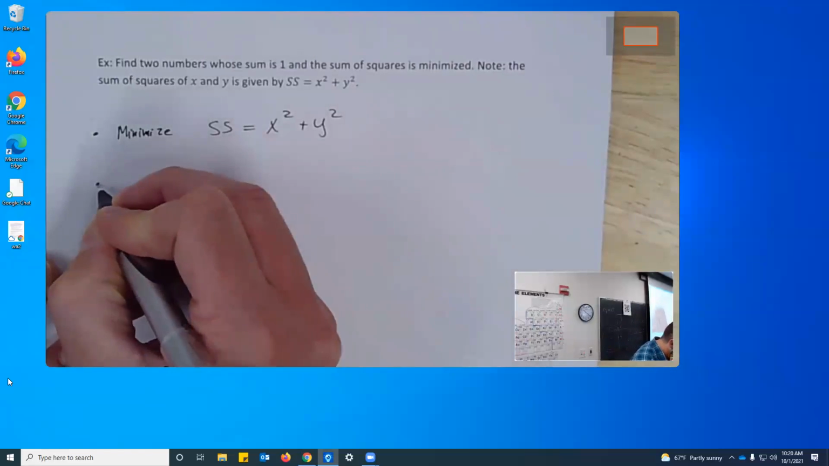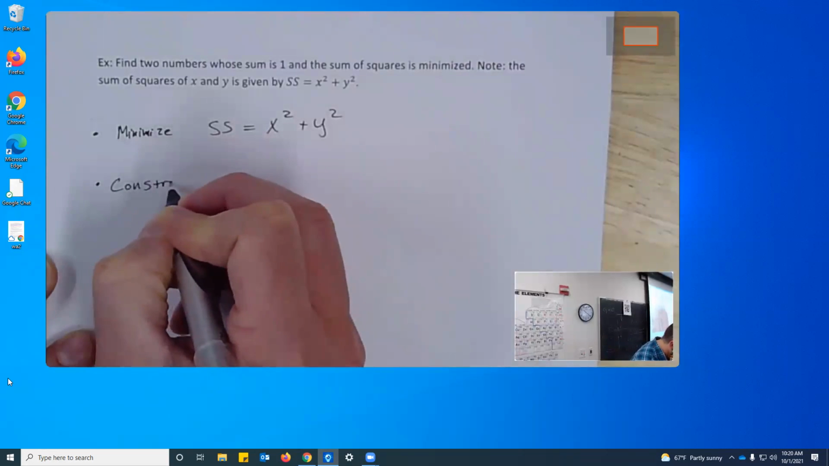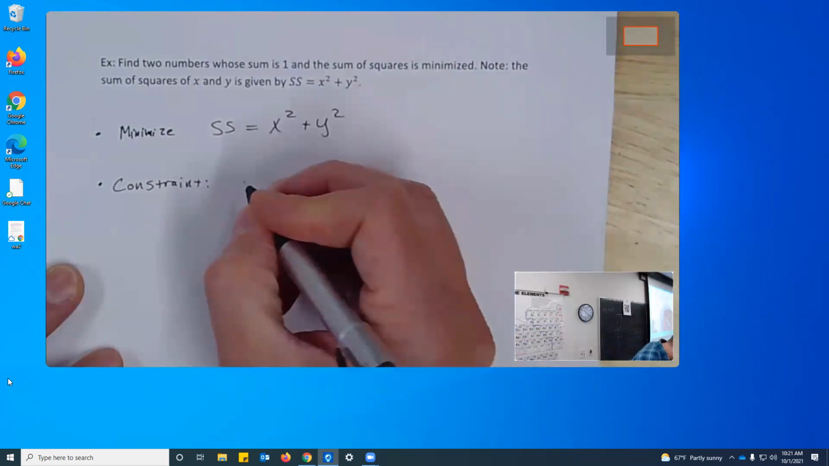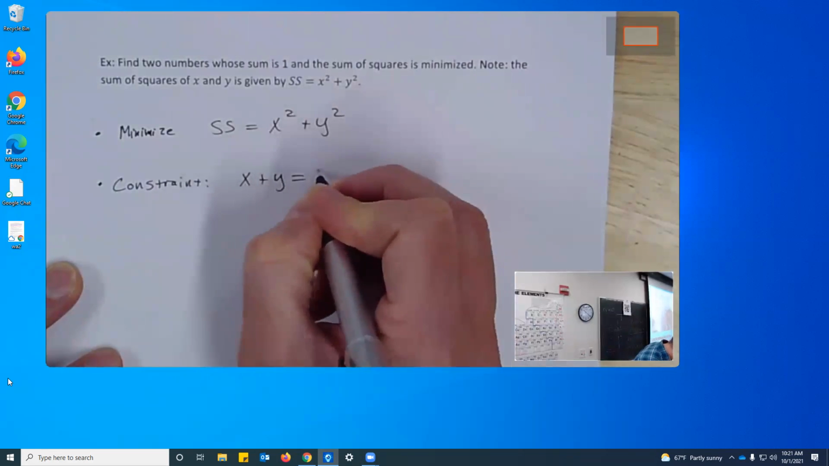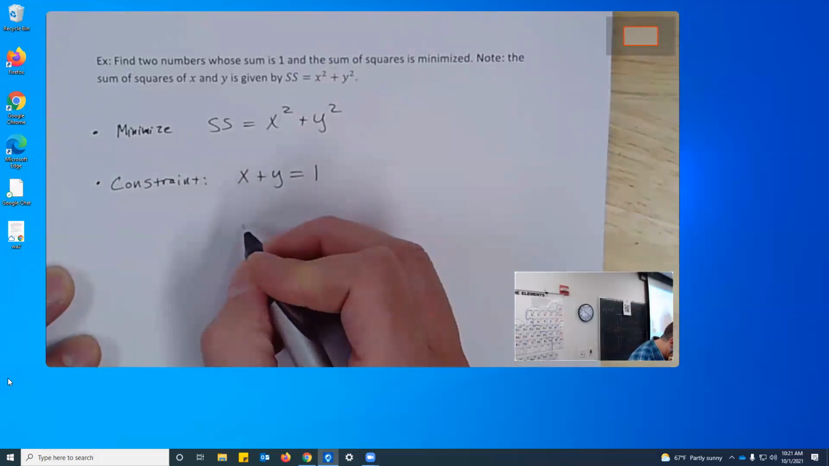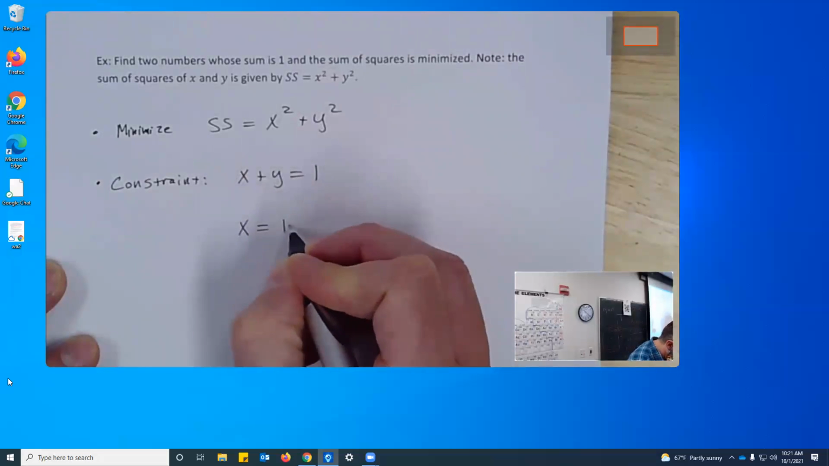So what's our constraint here? What do they tell us about the two numbers? They have to sum to 1. So is it going to be X times Y equals 1, X minus Y equals 1, X plus Y equals 1? What am I looking for? Right. The constraint is X plus Y equals 1. And then again, we can solve for either variable. And here, it really doesn't matter. It's virtually the same either way. Let's go ahead and solve for X in terms of Y. So X equals 1 minus Y.